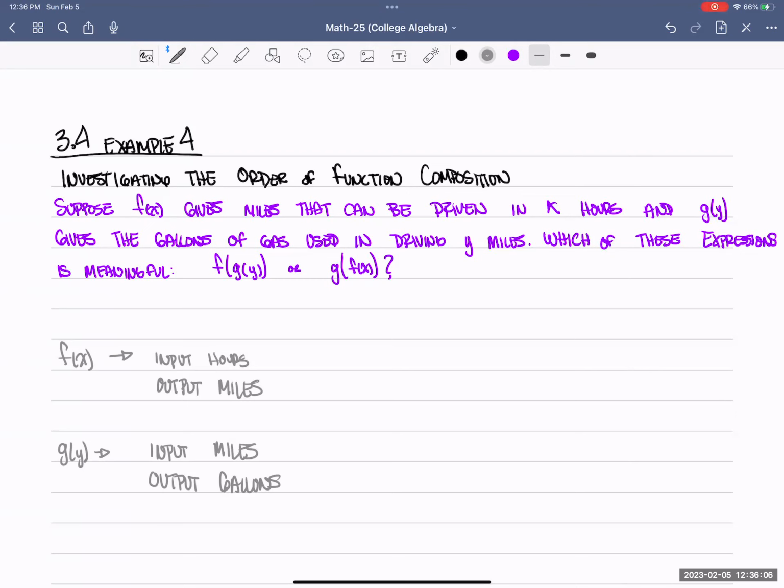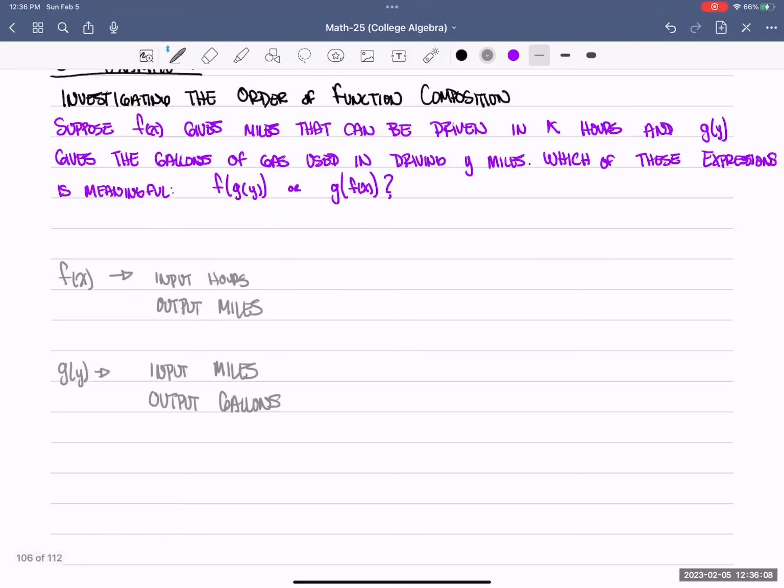So now let's see, f of g of y. For this one, it looks like we need to input hours. Input hours doesn't make much sense because our g outputs gallons. So f of gallons, we cannot compute.